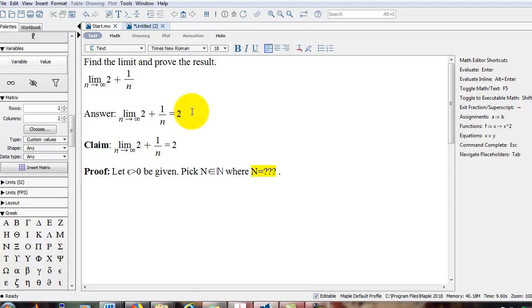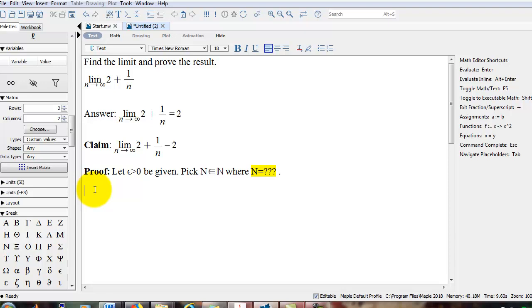Now we get to the more challenging part, and this is the part that our real analysis course focuses on. We want to prove the result. So the claim is that the limit as n goes to infinity of 2 plus 1 over n equals 2. And the proof for these problems often starts in a very unoriginal format. We usually start our proofs with: let epsilon greater than 0 be given.